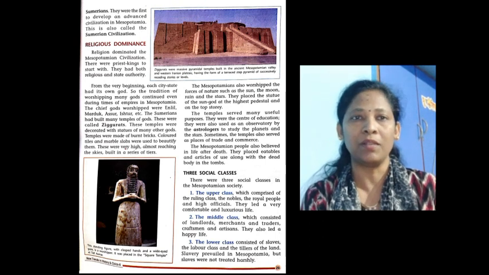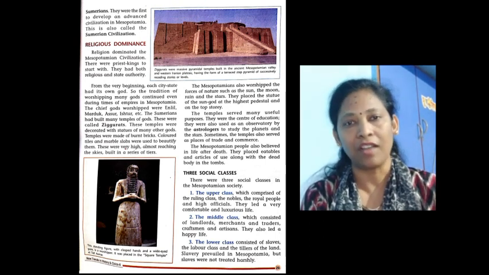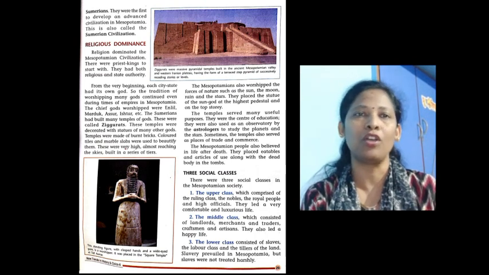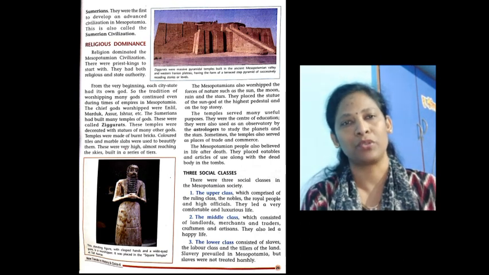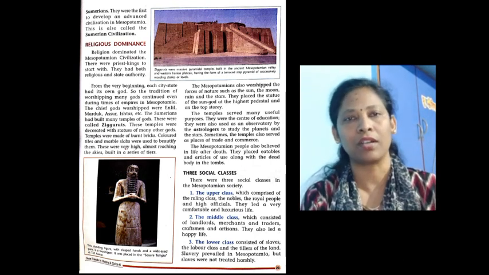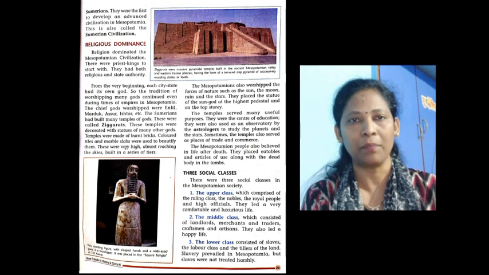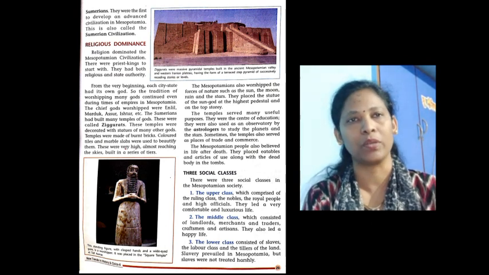Mesopotamian people believed in life after death. So they placed eatables and articles of use along with the body in the tombs. Next are the three social classes. There were three social classes: the upper class, the middle class, and the lower class.